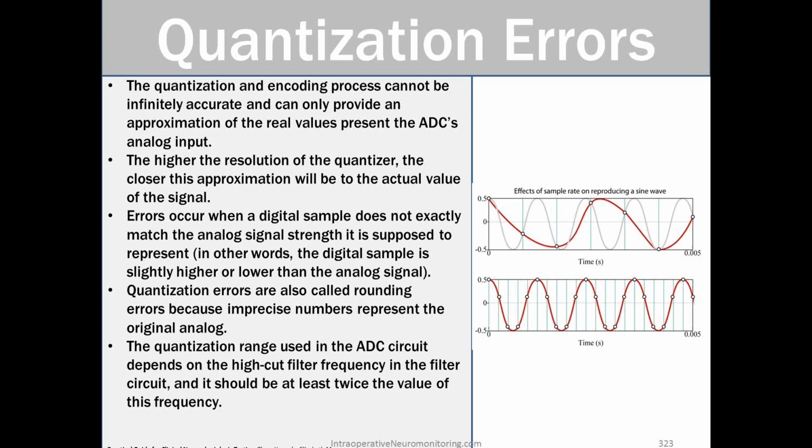In other words, the digital sample is slightly higher or lower than the analog signal. Quantization errors are also called rounding errors because imprecise numbers represent the original analog. The quantization range of the ADC circuit depends on the high-cut filter frequency in the filter circuit and should be at least twice the value of this frequency.